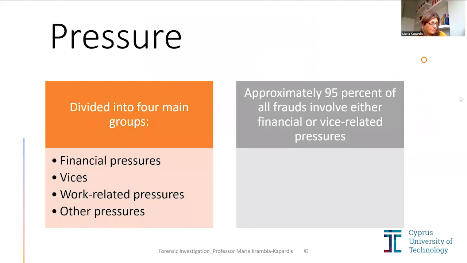So we've discussed over and over again this issue of pressure. What do we mean by pressure? Pressure is divided into 4 main groups: financial pressures, vices, work-related pressures, and other pressures. It has been found by surveys that approximately 95% of all frauds involve either a financial or a vice-related pressure.